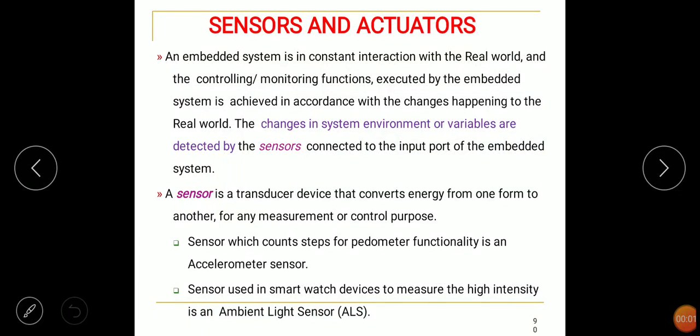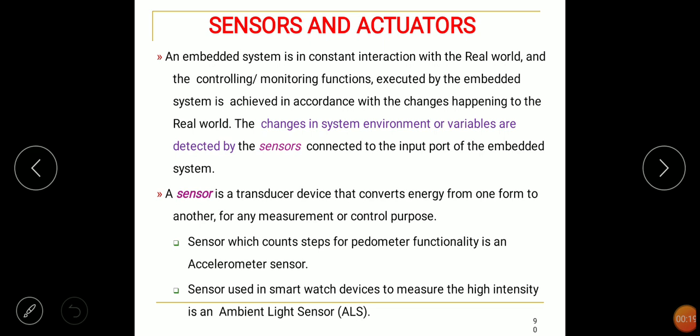Hi students, welcome back. In the previous video we discussed memory, the different types of memory, and the applications of memory, where it will be used.